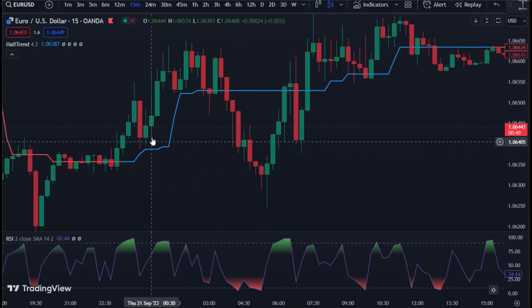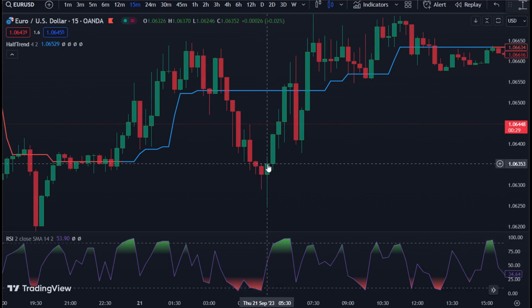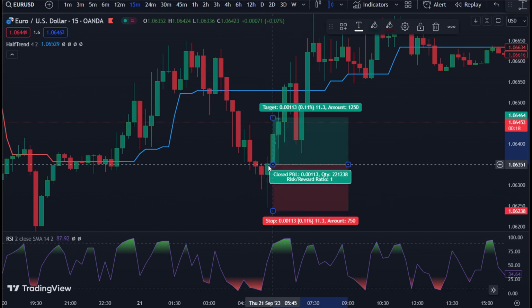As we can see right here, the Half Trend is in the blue, and we can see that the RSI passed below the 10 level on this one. After those conditions have been met, we're going to wait for the first green candle to close. We don't want to take any long positions on a bearish candle. So after those conditions have been met, we're going to take our first long right here.